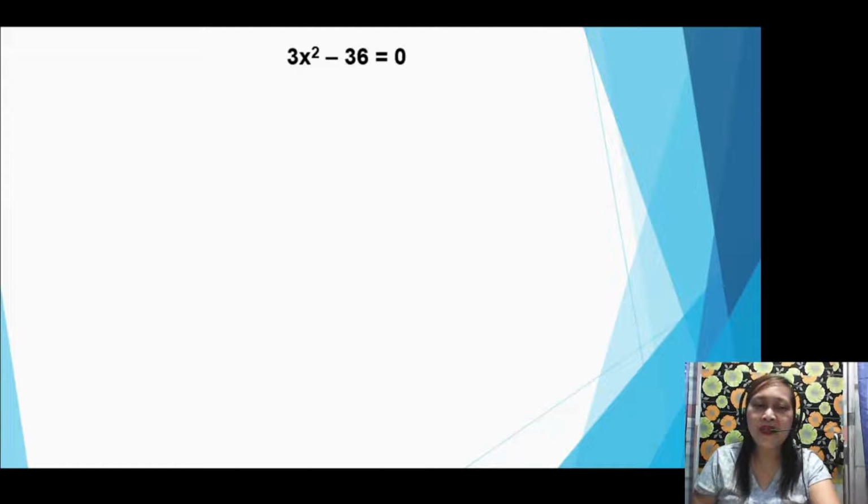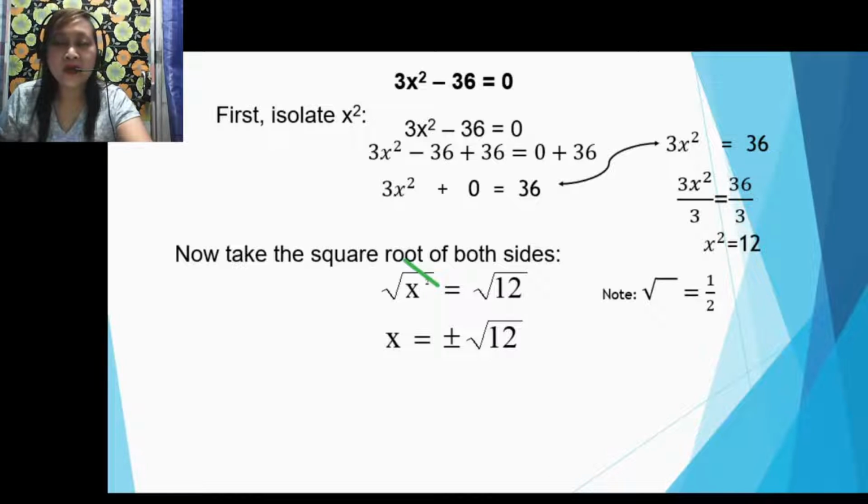3x squared minus 36 is equal to 0. What do you observe, class? In our example, 3x squared is equal to 36. How are we going to solve this? We will apply the multiplication property of equality. We are going to divide both sides of the equation by the numerical coefficient of x squared. So 3 divided by 3, that is 1. That's why the quadratic term x squared will be the remaining term, is equal to 36 divided by 3, that is 12.